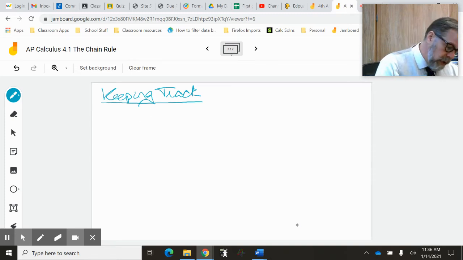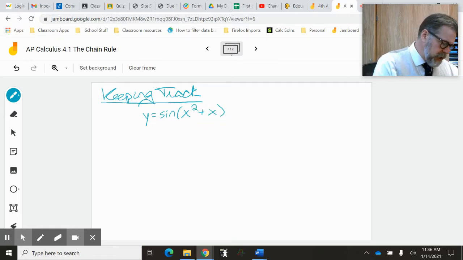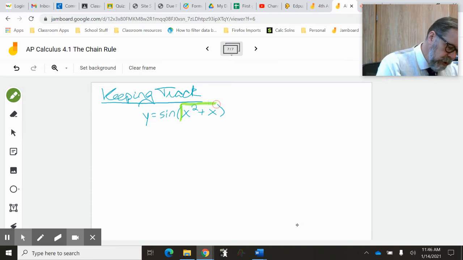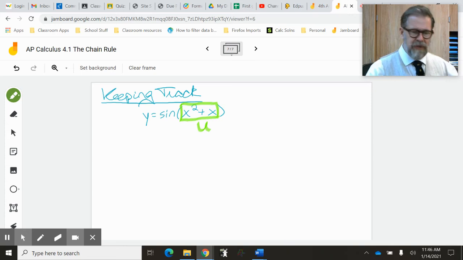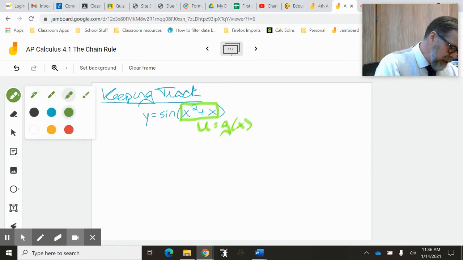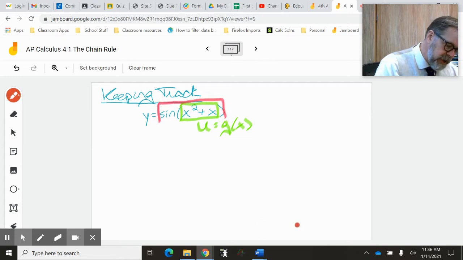So when I look at y equals sine of x squared plus x, it is clear to me that this is my u, my g of x. So let's call that g of x. And therefore, this must be my f of u.